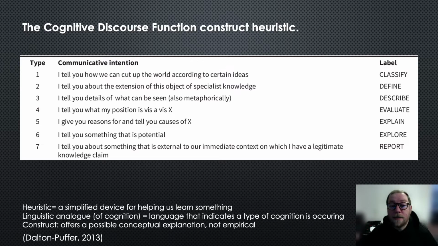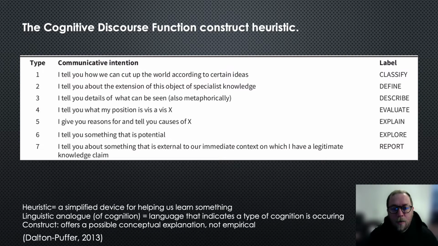The main image in this slide is the original CDF Construct heuristic, which was proposed by Dalton Puffer in 2013. So as you can see in the small glossary at the bottom, a heuristic, as you might know, is a tool to help us understand complex subjects more easily. And a linguistic analogue of cognition is simply a fancy way of saying language that indicates some type of cognition is occurring inside the mind. I mean, this is the best we have, as we are unable to directly observe human thought just yet.